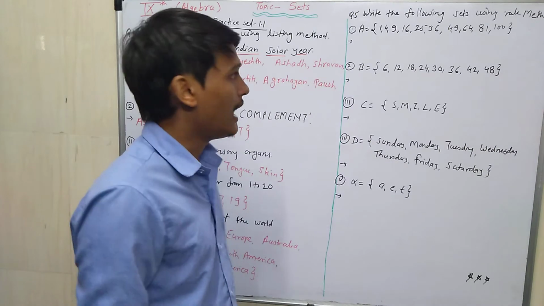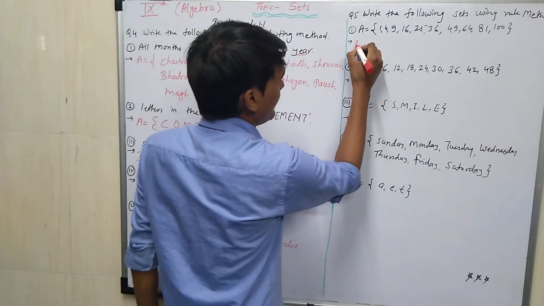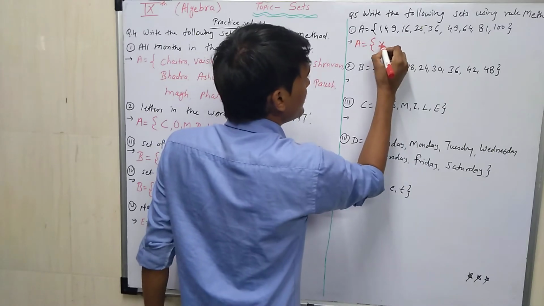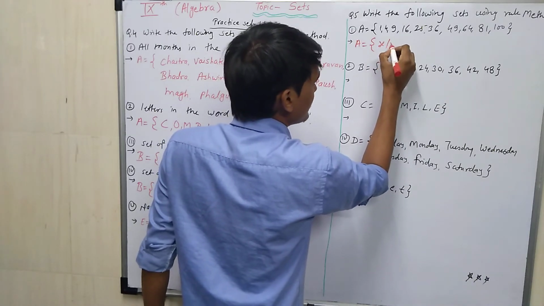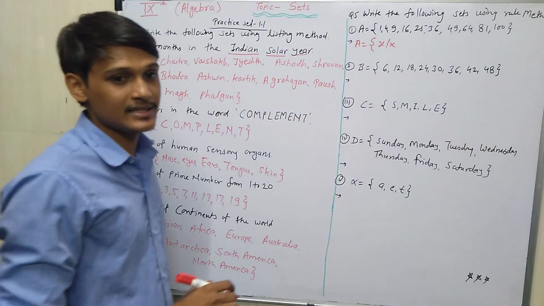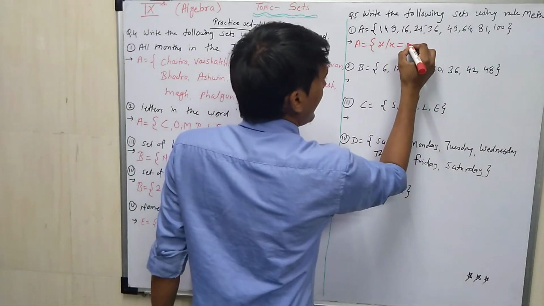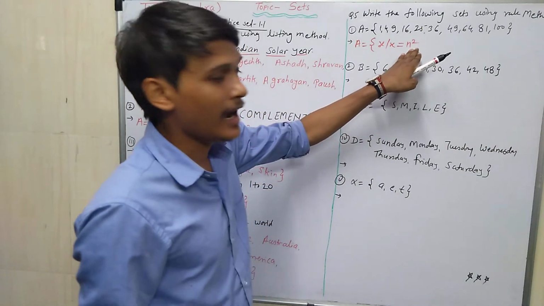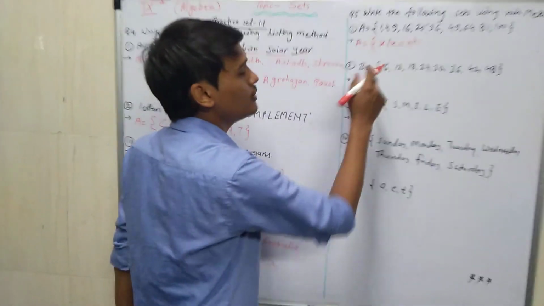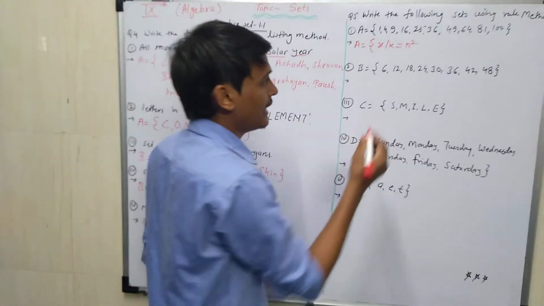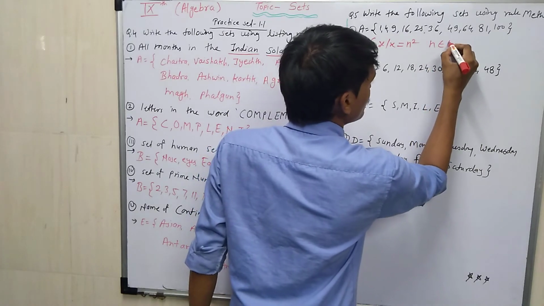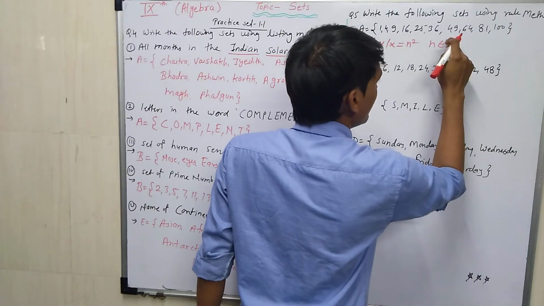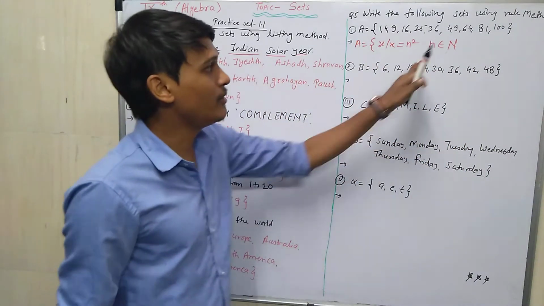How to write it down? I first write down set A is equal to, and a bracket. I assume this letter is x, such that x is equal to n square. N is what? I am putting the n values 1, 2, 3. Then write down here n belongs to N. N is a natural number. Got it? N belongs to N.